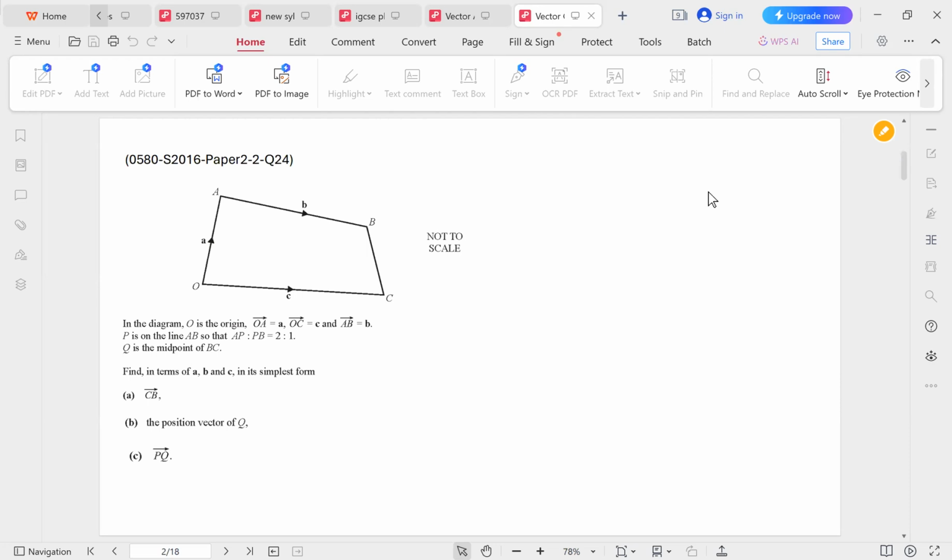In the diagram, O is the origin, OA equals A, OC equals C, and AB equals B. P is on the line AB so that AP to PB is 2 to 1. Q is the midpoint of BC. Find, in terms of A, B, and C in its simplest form, CB, the position vector of Q, and PQ.